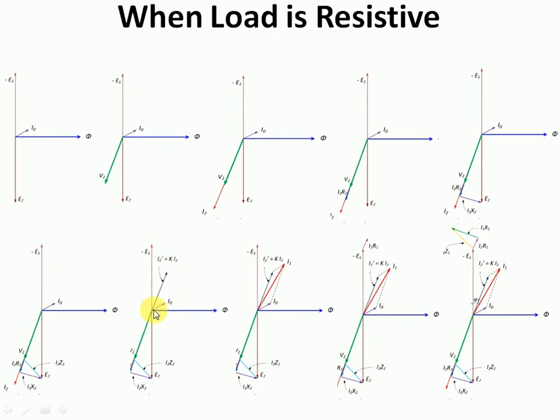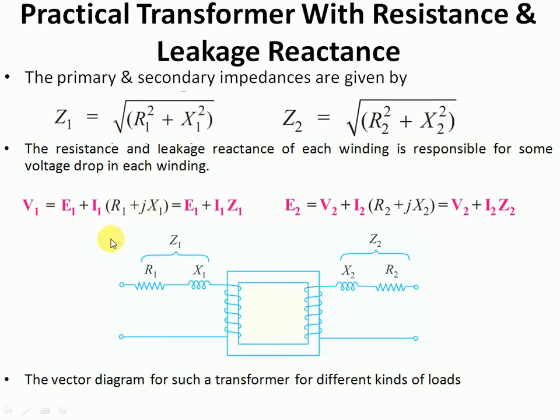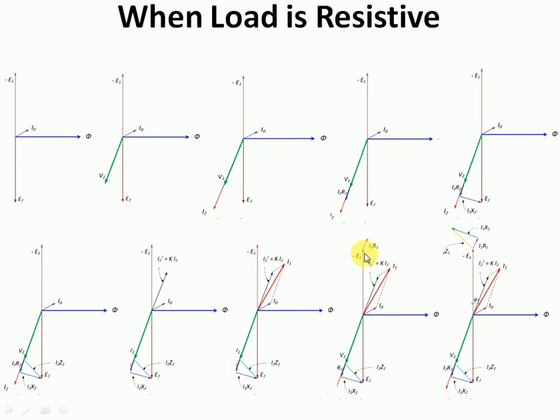From here we will be able to get the value of I1, that is by using the parallelogram law of addition. We have found the value of I1 because I1 is actually the vector sum of I0 and I2 dash. Now if you see in this relation, you will be able to obtain the value of V1 by adding E1 with I1 R1 and j I1 X1. So with this E1 term, we will be adding I1 R1.